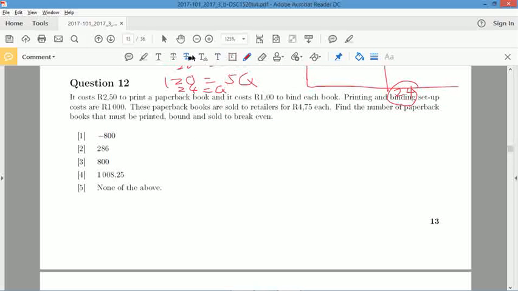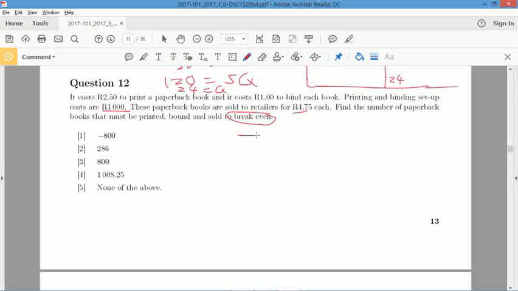Right, question number 12. I'm just going to erase a little bit of the top bit here so you can read that section over there. It costs R2.50 to print a paper book and it costs R1 to bind each book. Printing and binding setup costs are 1,000. These paperback books are sold to retailers at that price each. Find the number of paperback books that must be printed, bound, and sold to break even.